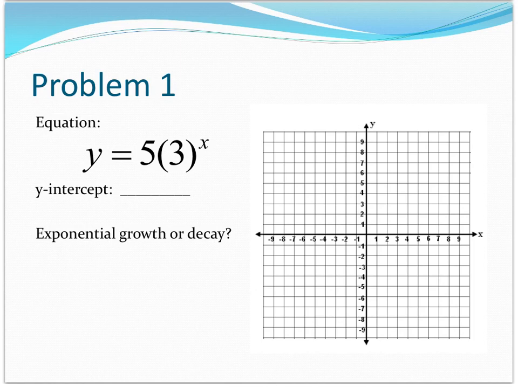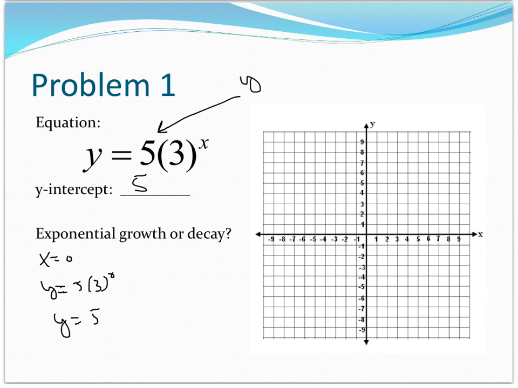So we're just going to do this first problem here. We want to identify the y-intercept. Well, as far as the y-intercept is concerned, we know that x is going to equal 0. And we've talked about this before, so let's plug in 0 and see what we get. Well, anything to the 0 power is 1, so y is equal to 5. So notice our initial value is also our y-intercept.